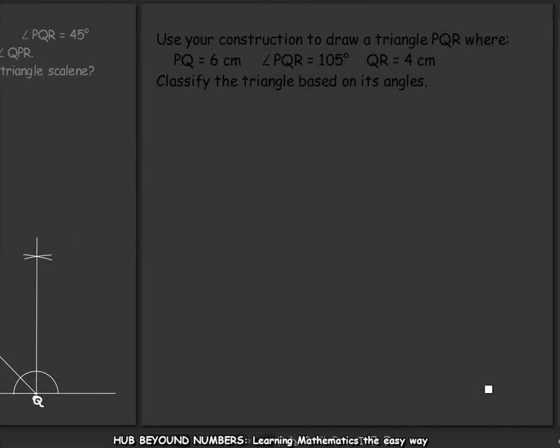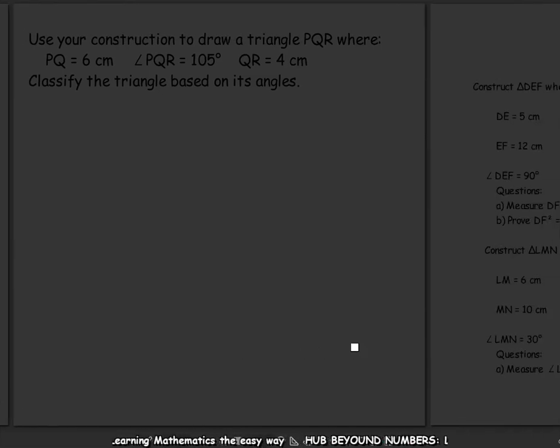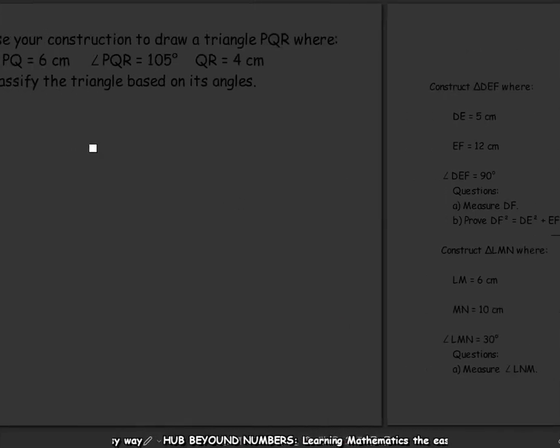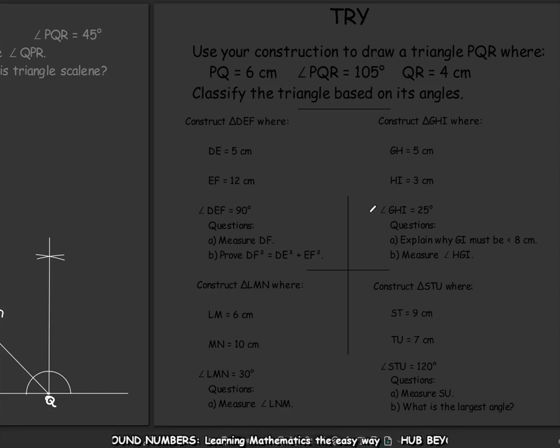I don't know if there is time, so we try this one. It says using your construction tools, draw a triangle PQR where PQ is 6 centimeters, angle PQR is 105 degrees, and your QR is 4 centimeters. After which you have to classify the triangle. Since it's 18 minutes and I wouldn't want this video to go too long, I'll just leave this one as trial work in addition to these ones we have over here. So let me just combine that together, and you can try them as trial work.